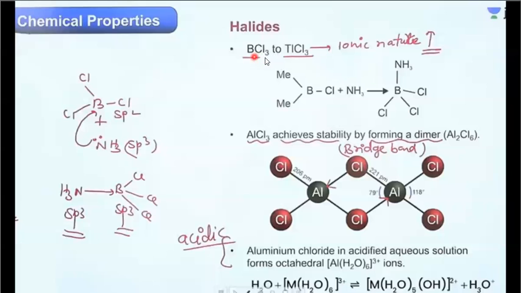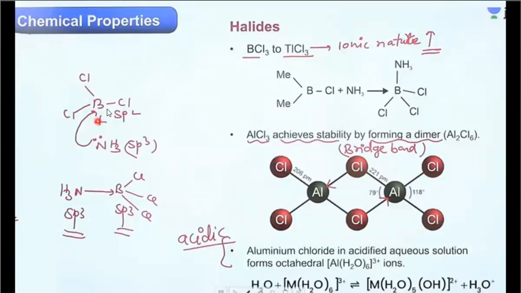After that you go to gallium, GaCl3. Then we go to indium, InCl3, then thallium, TlCl3. So we are getting this type of halides. From BCl3 to TlCl3, the ionic nature increases, because as we move down the group, we all know that metallic character increases.